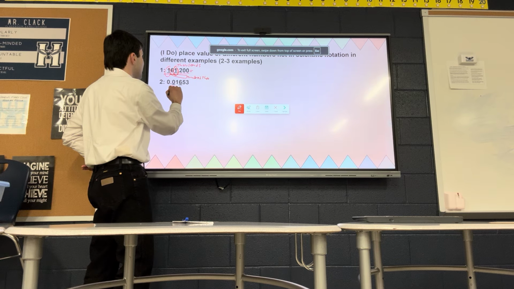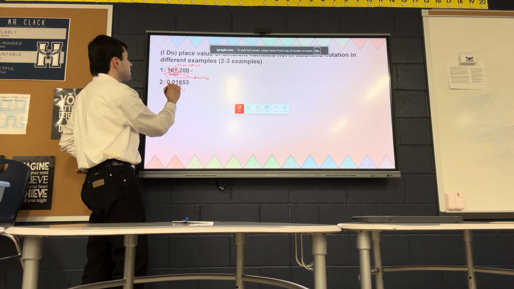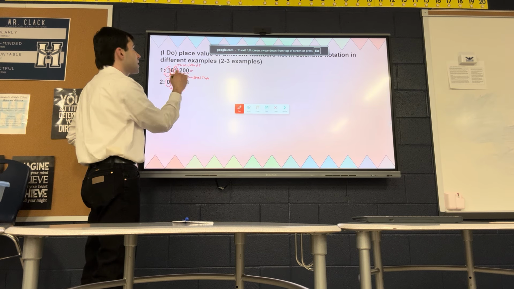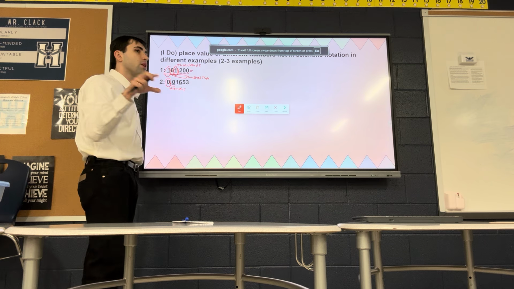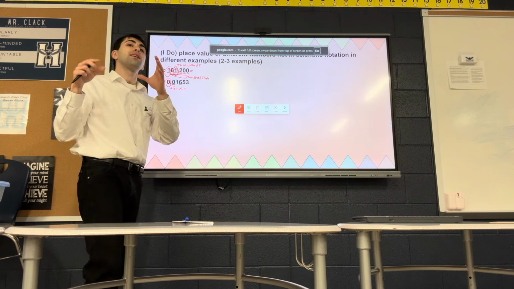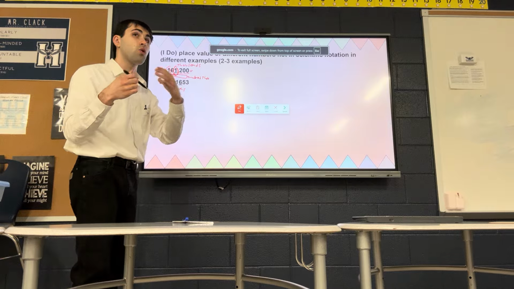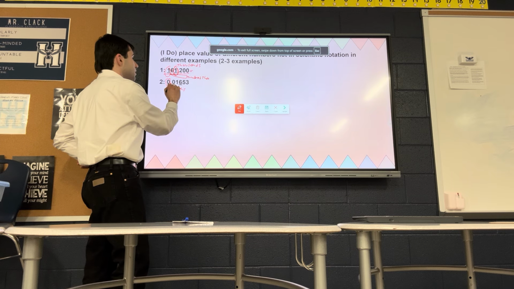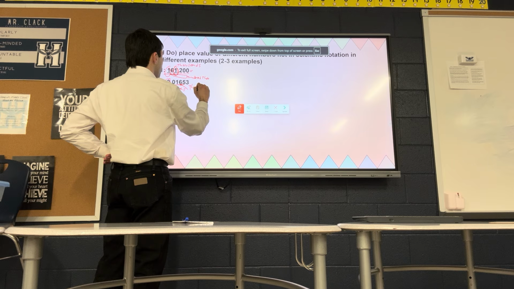This one is the tenths because this 0 is a whole number, and the decimal point indicates that we are no longer in whole numbers. We're in like parts of a whole number. So this one's tenths, hundredths, thousandths. So this 6 is thousandths.